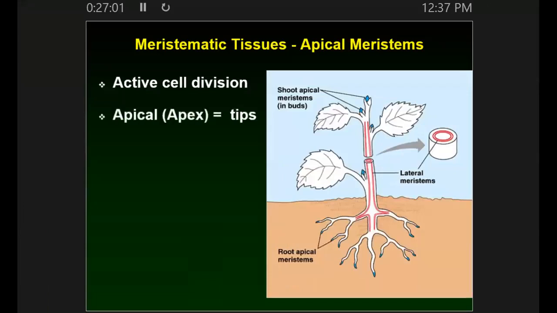So the apical or apex region, those are the tips of the shoot, an active area of cell growth when given the signal. Some others: axillary buds are also meristematic regions. Okay, the axillary buds are meristematic regions.